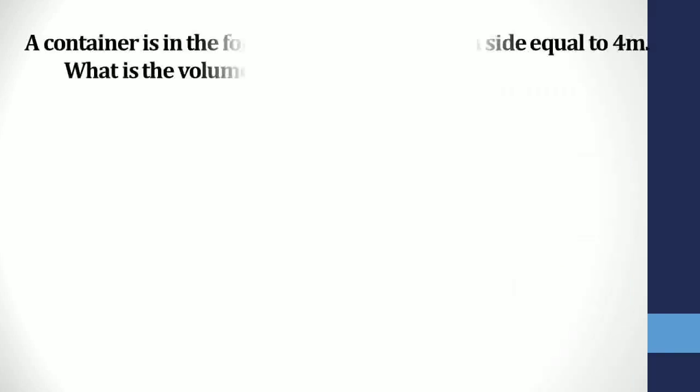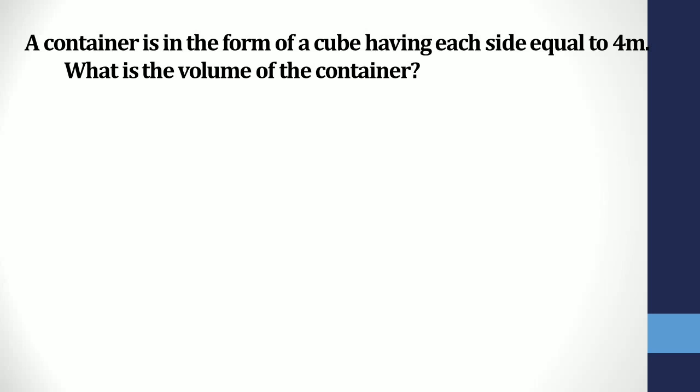After knowing about the volume, the units of volume, and the formulas to find the volume of some regular bodies, now we will see some numericals based on finding the volume of some regular bodies. Our first numerical: a container is in the form of a cube having each side equal to 4 meter. What is the volume of that container?